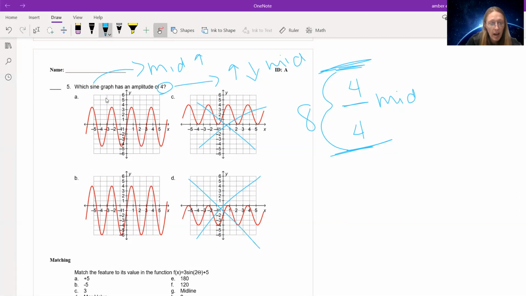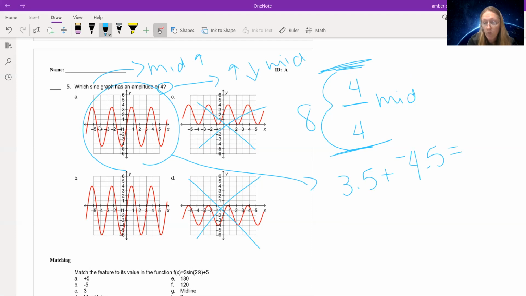Let's try this one. Sine graph, amplitude of 4. So let's check it. My largest value is 3.5. My lowest value is -4.5. I'm looking for the average, so I'm going to add, and I get -1. Going to divide by 2. So I get -0.5. So it tells me that my midline is right about there.